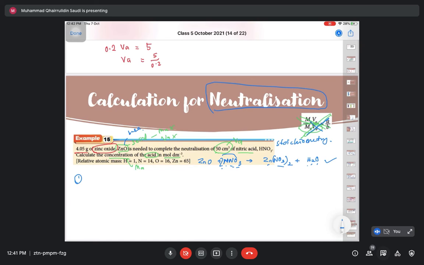Balance. Next one. The given information is for zinc, 4.05 gram. And the wanted information is our acid, the concentration for our acid. So our zinc is A, acid is B. First, we always have to find the number of mole of zinc oxide. So for solid, number of mole is mass over molar mass. So mass is 4.05 divided by molar mass, 65 plus 16. So we get 0.05 mole. So this is the first step.